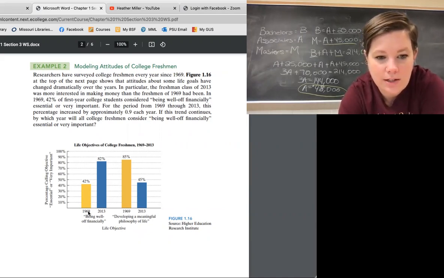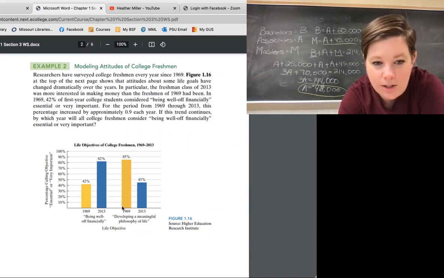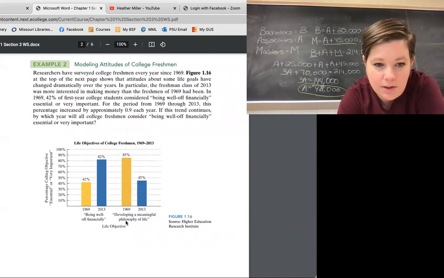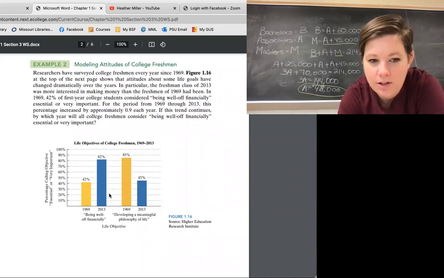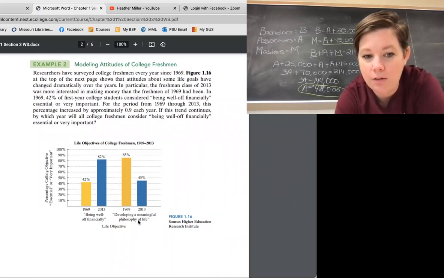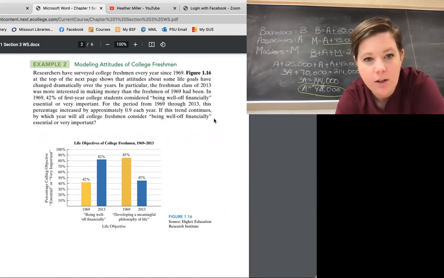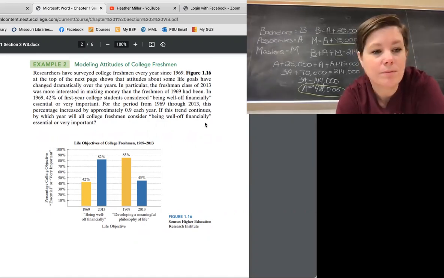So in 1969, 42% thought being well off financially was the main life objective. And notice that in 1969, it's the yellow bar, 85% thought that developing a meaningful philosophy of life was important. Notice how those kind of flip-flopped. In 2013, 82% thought that being financially well off was more important than developing a meaningful philosophy of life. Okay, so obviously attitudes have shifted.